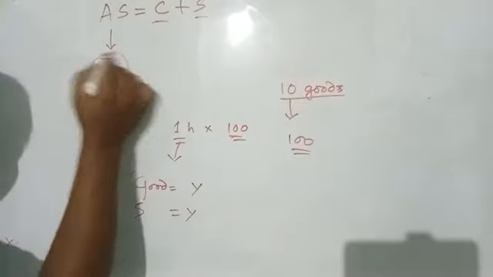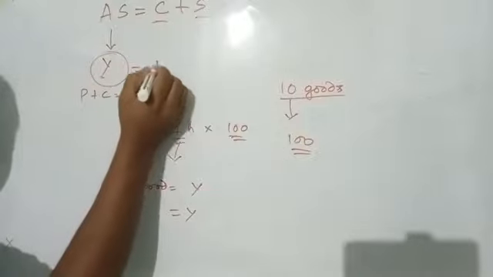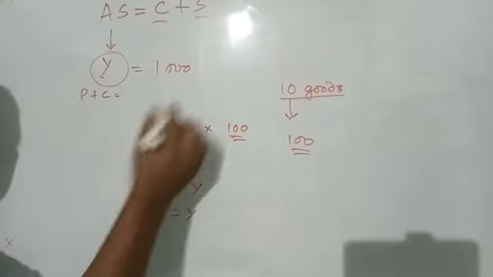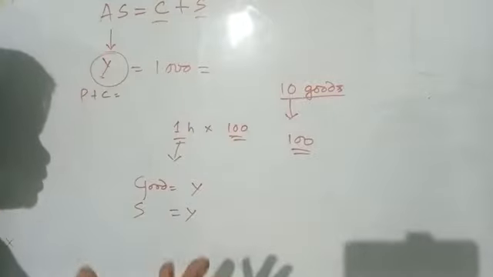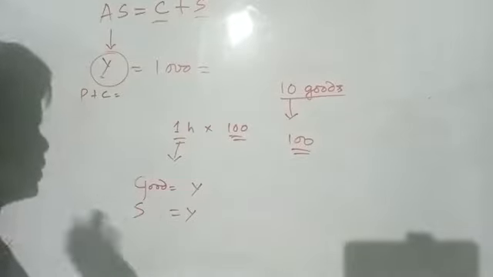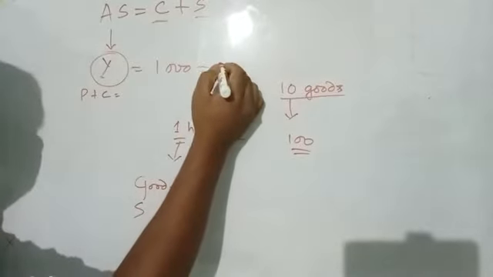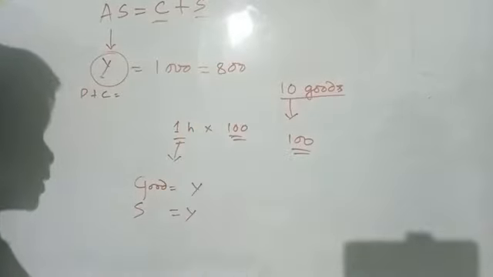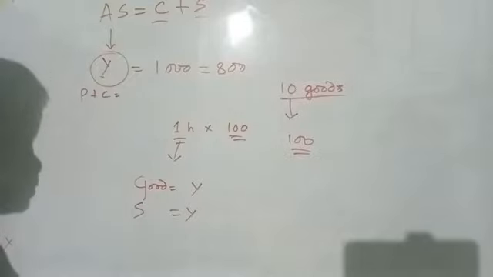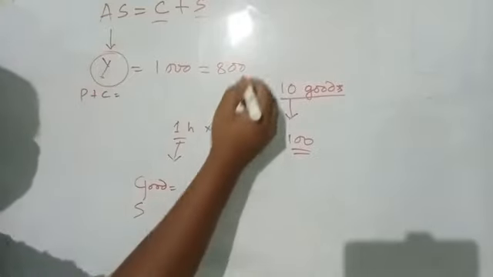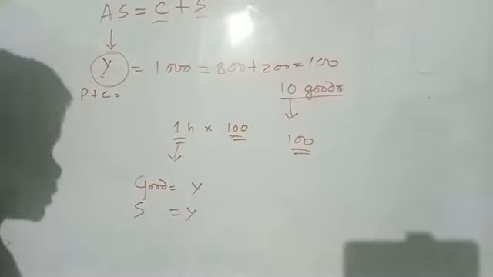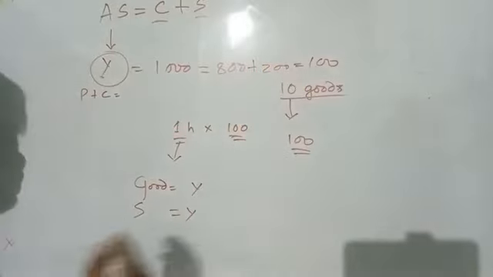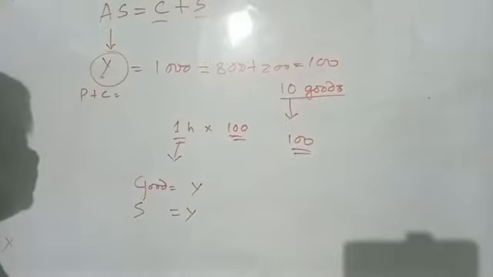From your total income, let's say 1000, what will you do with this income? You will consume something, you will buy goods and services, and if something is left over, you will save it. So let's say 800 you spent on food, clothes and many other things, and what remained got converted into savings. So the total income is actually the combination of consumption and saving.